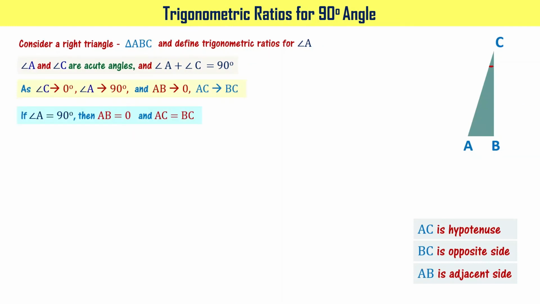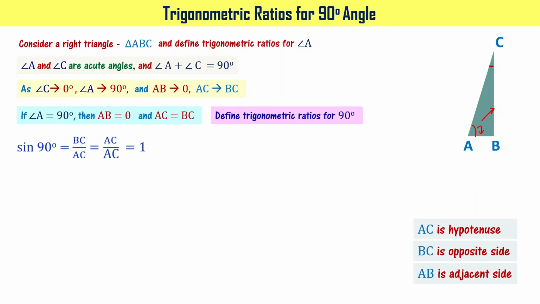With that, we can write now trigonometric ratios for 90 degrees angle, right? For angle A, we know that opposite side is BC, and the adjacent side is AB. And for this particular right angle triangle, AC is the hypotenuse, right? Using that, we can write trigonometric ratios for angle A equal to 90 degrees. Sine 90 degrees is going to be BC by AC. BC is opposite side and AC is hypotenuse, right? So that can be written as AC by AC. That's why it is equal to 1. Sine 90 degrees is 1.